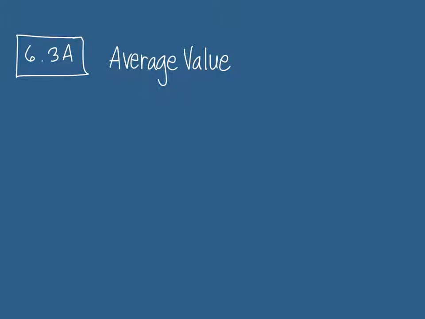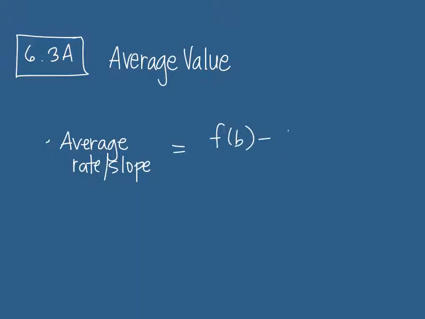Okay. So average is defined differently depending on what kind of average you're looking for. We have two big kinds of average. We have average rate or slope, and that was determined as f of b minus f of a over b minus a. So that's the definition of average rate or slope. That's the average from the first half of calculus.